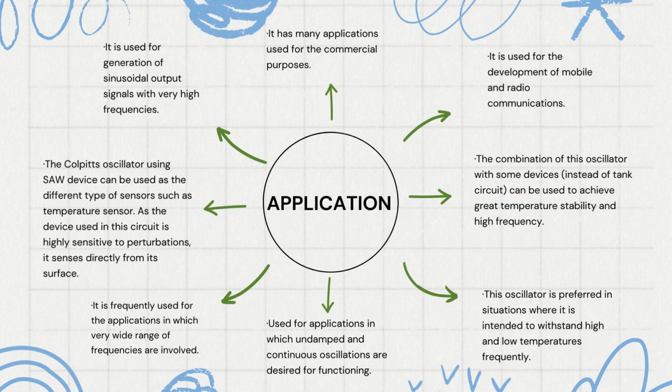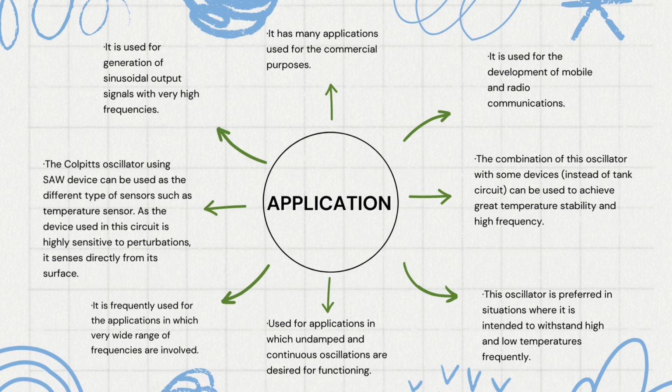Then we need to know the application of the Colpitts oscillator. First, it is used to generate sinusoidal output at high frequency. Second, the Colpitts oscillator using SAW device can be used as a different type of sensor, such as temperature sensor. As the device used in the circuit is highly sensitive to interference, it senses directly from its surface.